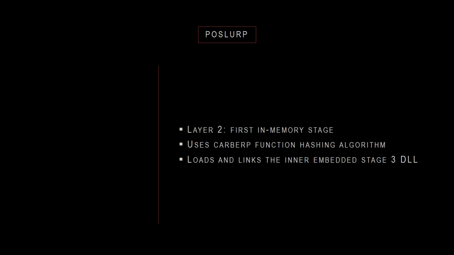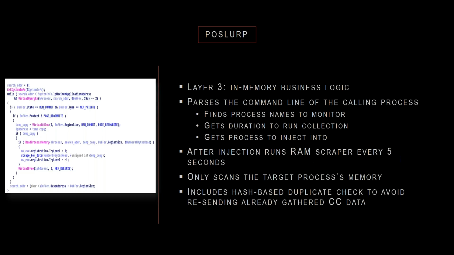After that, they use those functions to extract out the second layer into memory. And this in-memory stage uses the CRC-P function hashing algorithm again. As we mentioned before, that is a publicly available function hashing algorithm to then extract out, load up, and link up the final inner embedded stage 3 DLL. This one looks more like a compiled piece of code, which is then loaded into memory. This third layer is where all the business logic of PoSlurp happens.